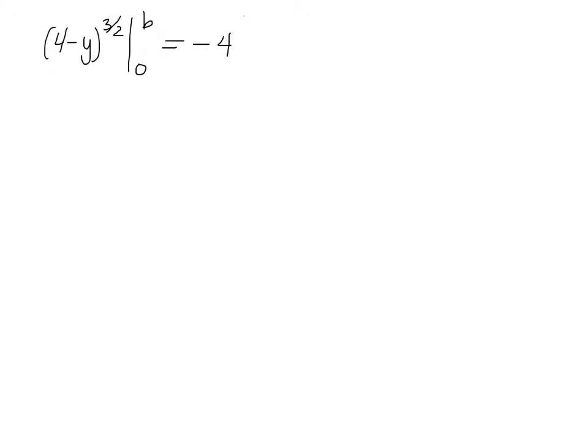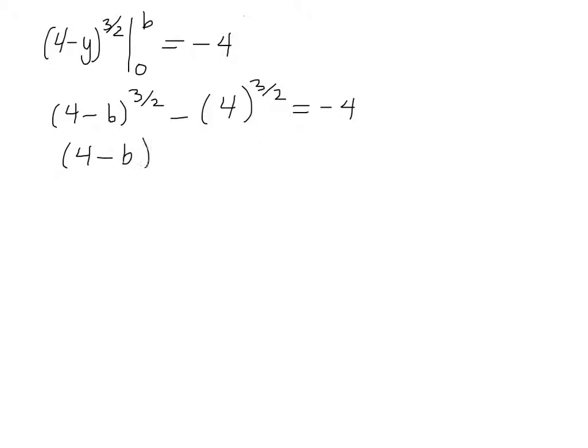Let's pick up where we left off, and we were solving this integral the rest of the way. So first you plug in b. We'll have 4 minus b to the 3/2 minus 4 minus 0, so just 4 to the 3/2, equals -4. Okay, now 4 to the 3/2, first you root 4, which gives you 2, and then 2 cubed is 8. So 4 minus b to the 3/2 minus 8 equals -4, so 4 minus b to the 3/2 will equal +4.